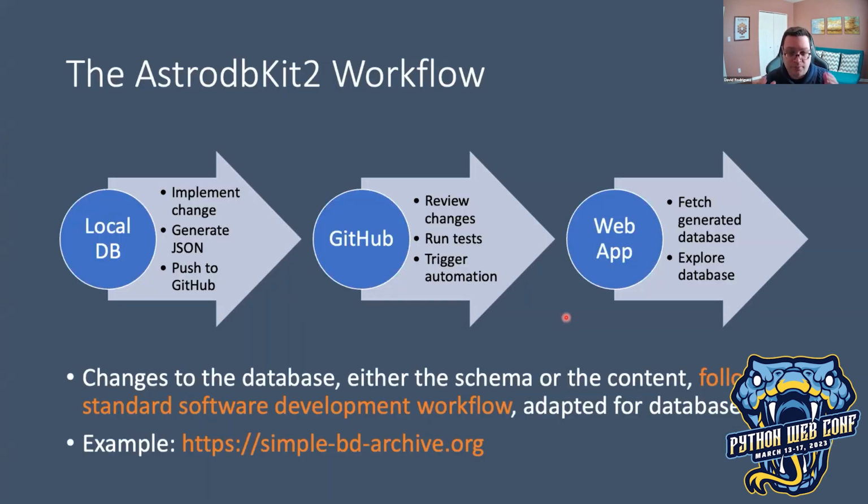And so the goal is that we facilitate this particular workflow. On your end, you have a local database copy, you're implementing changes, you're generating your JSON files, and you're pushing them to GitHub. On GitHub, you're reviewing the changes with the rest of the team. There's also automation there to verify that the data work, that there are no validation issues or integrity errors, that sort of thing. And when a pull request is merged, we can also trigger automation to produce a production-level ready version of that database that we can send to a web application.